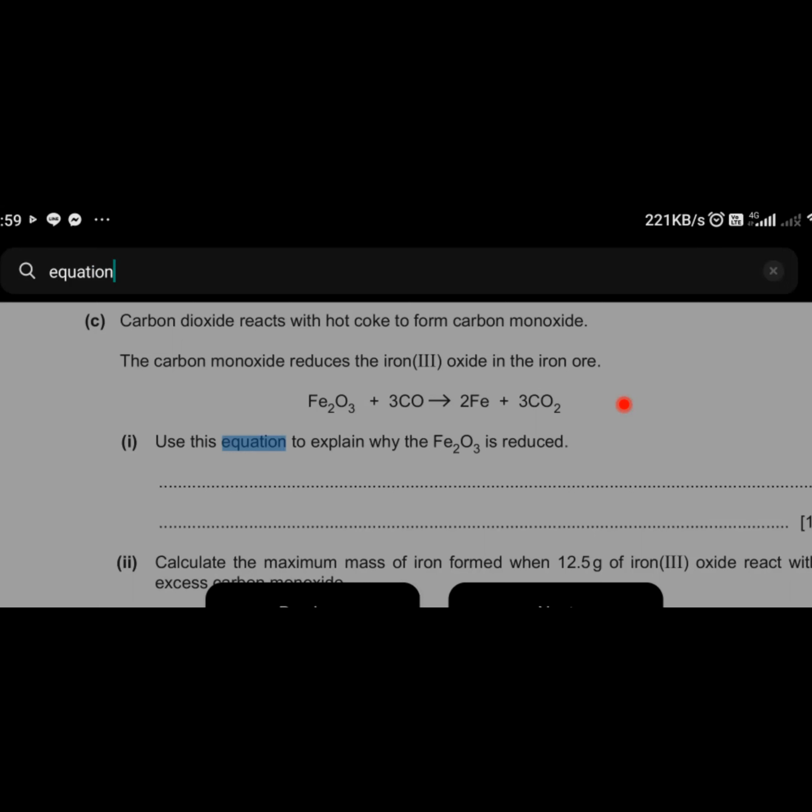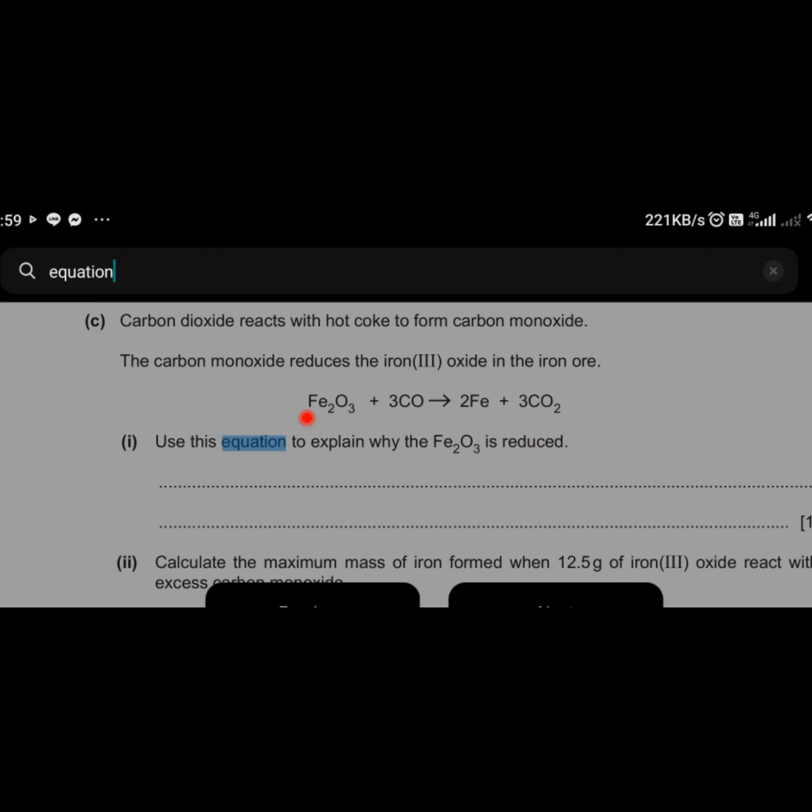Right, let's see carbon dioxide. This part is not necessary here. We need to write only this one. They're asking, use this equation to explain why the iron oxide is reduced here, right? That's 1 mark, yes, but the 1 mark matters, no? So the carbon monoxide reduces the iron trioxide in the iron ore. This is a reaction that happens in iron extraction. So shall we tell why it is reduced here?